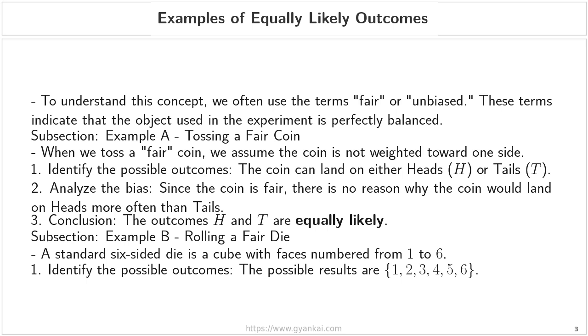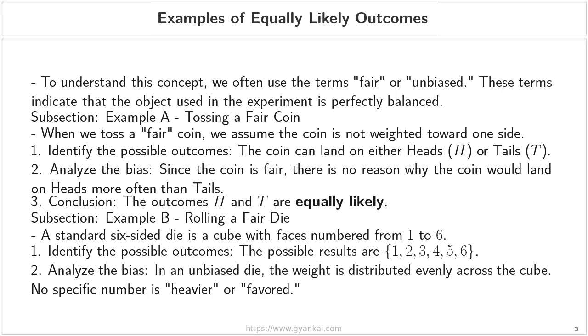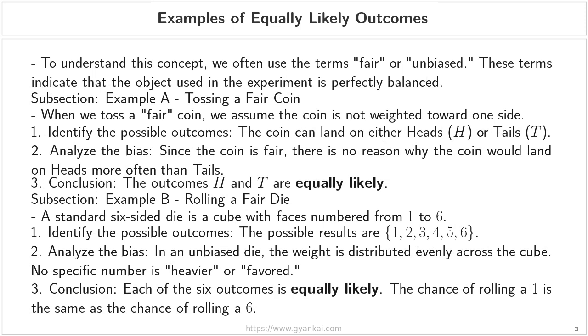First, we identify the possible outcomes, which are the set of numbers 1, 2, 3, 4, 5, and 6. Next, we look for bias. In an unbiased die, the weight is distributed perfectly evenly across the entire cube, so no specific number is heavier or more likely to appear than any other. Consequently, we can conclude that each of these 6 outcomes is equally likely. This means the chance of rolling a 1 is exactly the same as the chance of rolling a 6.